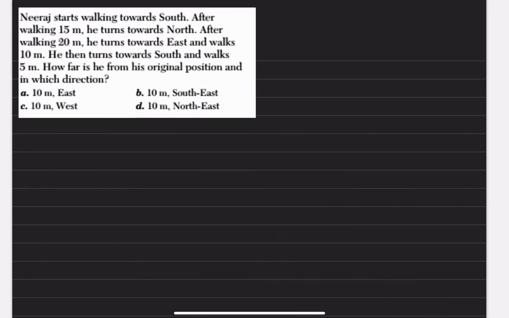And then this question, this is a directions question, right? You can either solve it through vectors or you can draw it as well. It's your choice. Some people prefer to do it in vectors and some people prefer drawing. In this case, I will be drawing. First, we'll note down the directions: north, south, east and west. Then we'll mark a starting point. This is the starting point, and they're telling us that Neeraj starts walking towards south.